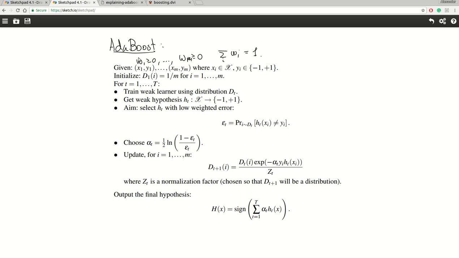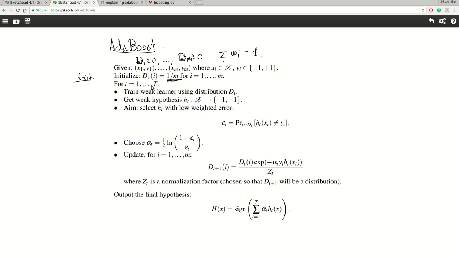So we'll actually denote it D instead. So this is what we write here. The initial distribution on the points is uniform. Each point will have the same weight. So this is the initial step of the algorithm.